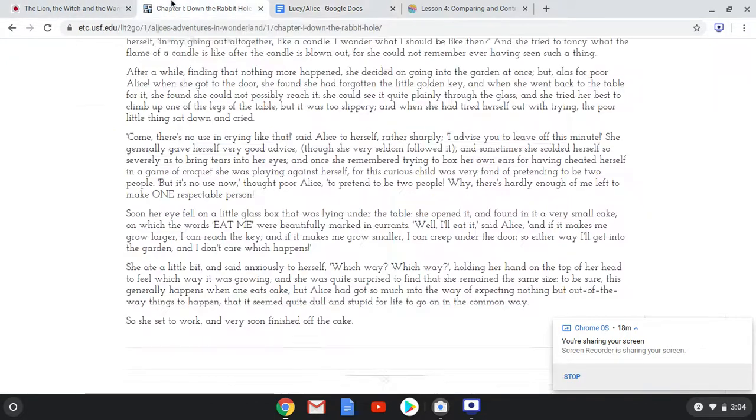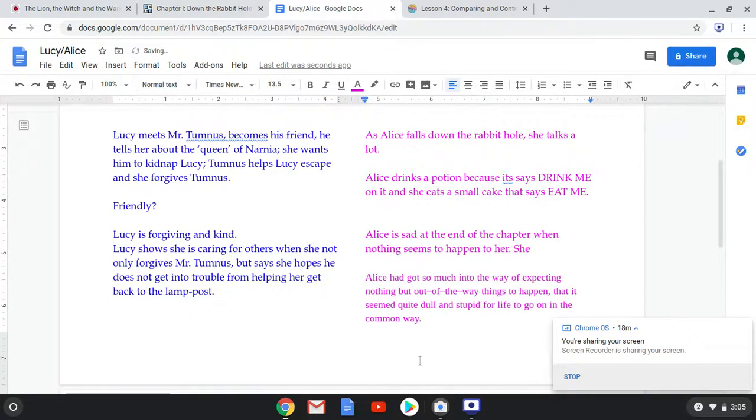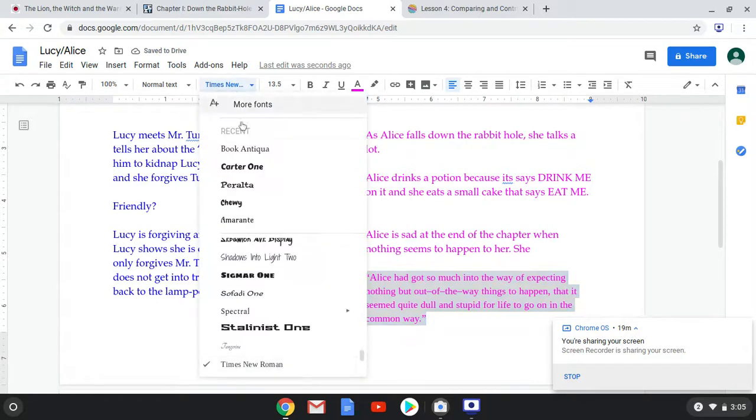And then I love that quote at the very end where it says, "Alice had got so much into the way of expecting nothing but out of the way things to happen that it seemed quite dull and stupid for life to go on in the common way." I love that quote. It's one of my favorites from the story. So I'm going to go ahead and copy and paste that in there. I got to put it in quotes because this is a direct quote. And I'm going to go ahead and change my font so that they all match.